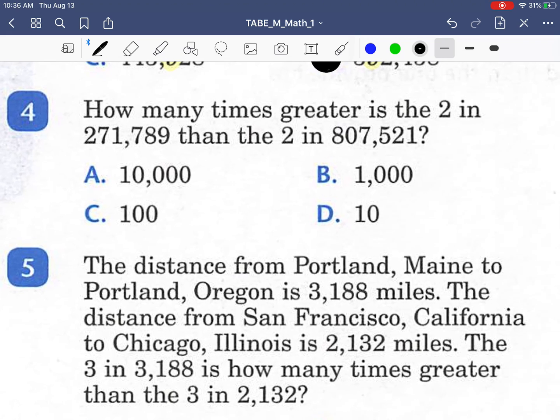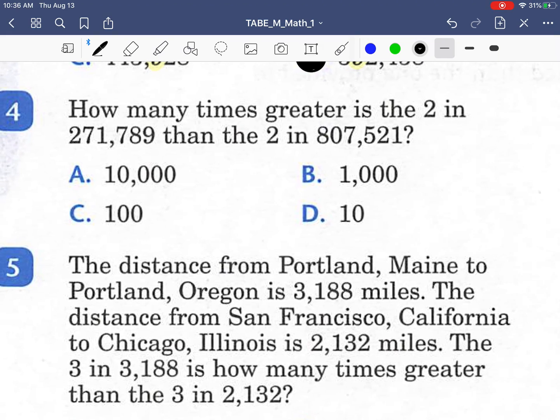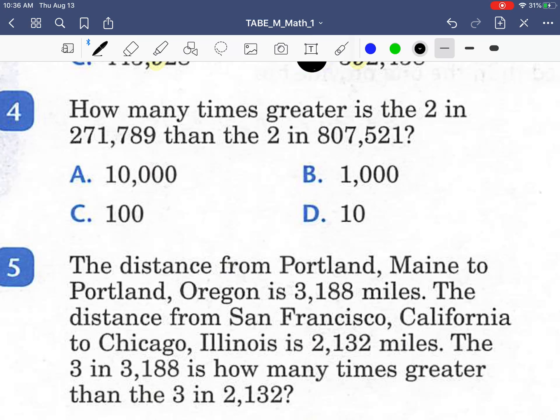How many times greater is the 2 in this digit than the 2 in this digit? So sorry, not digit, number. The 2 in this number and the 2 in this number. So here's the 2 in the first one and the 2 in the second one. So I have 200,000 and 20.